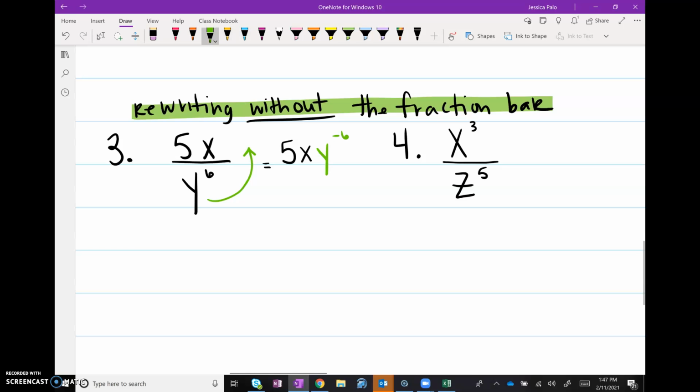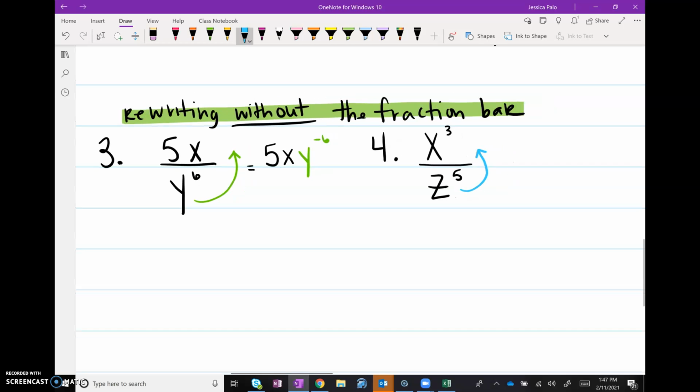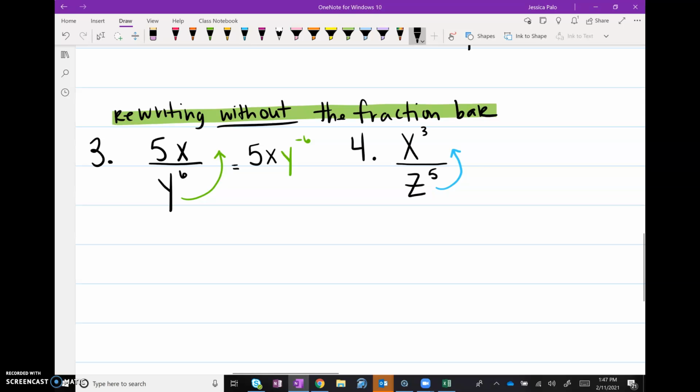Example 4 is very similar. We have x to the 3rd over z to the 5th power. We need to bring z to the 5th up to the numerator, which means z to the 5th power becomes z to the negative 5th power. X to the 3rd stays put. Z to the 5th comes back up and becomes z to the negative 5th, making our final answer x to the 3rd, z to the negative 5th.